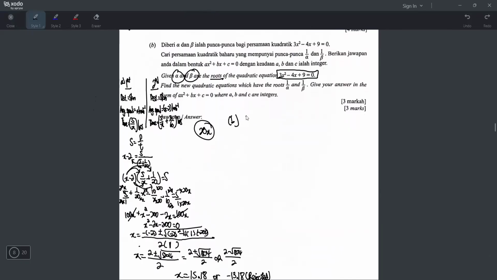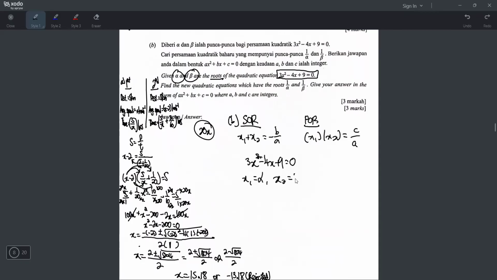So the sum of roots formula is x1 plus x2 equals negative b over a. And the product of roots formula is x1 times x2 equals c over a. All right, so let's look at this question. They give us the equation 3x squared minus 4x plus 9 equals 0, and they tell us the roots are alpha and beta. So that means roots is the x1 and x2, right? So x1 is alpha, x2 is beta.